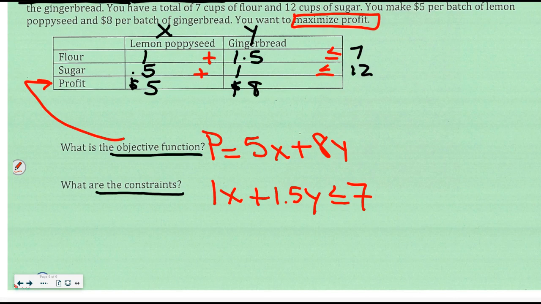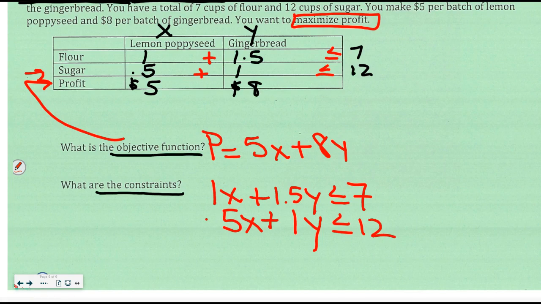Does that make sense? So then for the sugar column, I only have 12 cups of sugar, and I use a half a cup for every batch of lemon poppy seed, and I use a full cup for every batch of gingerbread, and I have to make sure I don't go over 12 cups because that's all I have. That's why they call it a constraint.